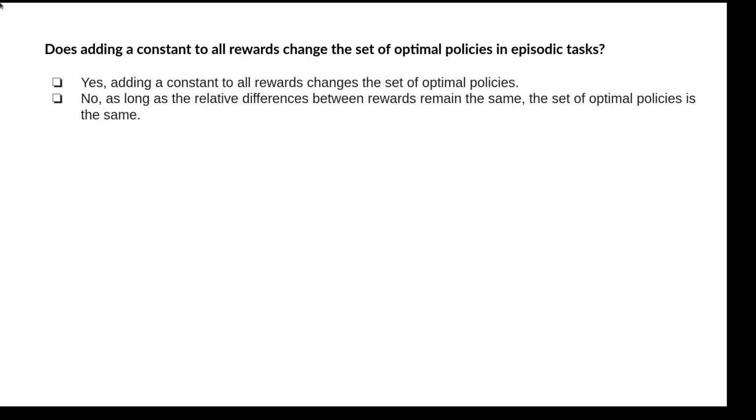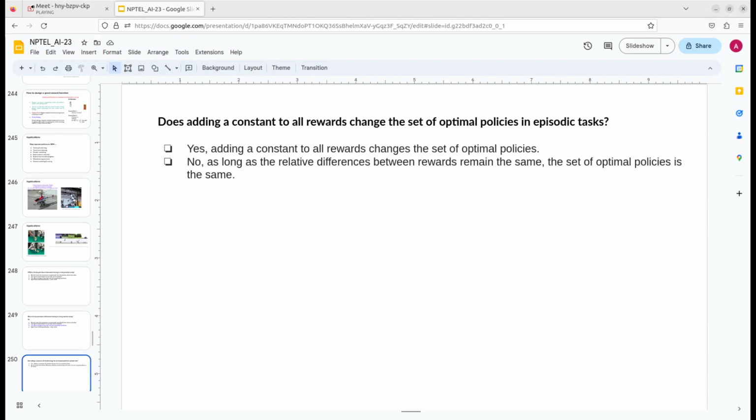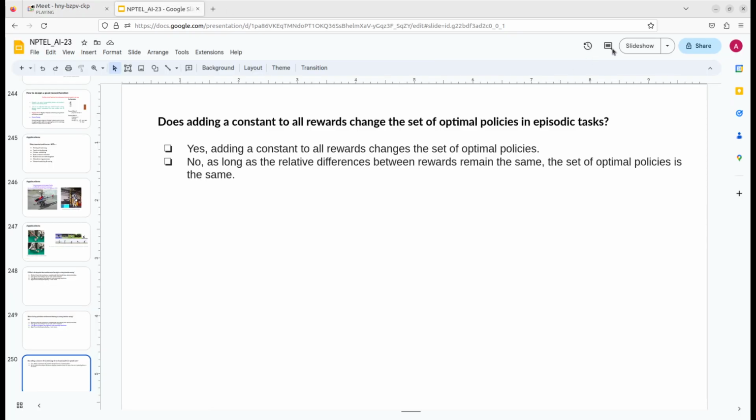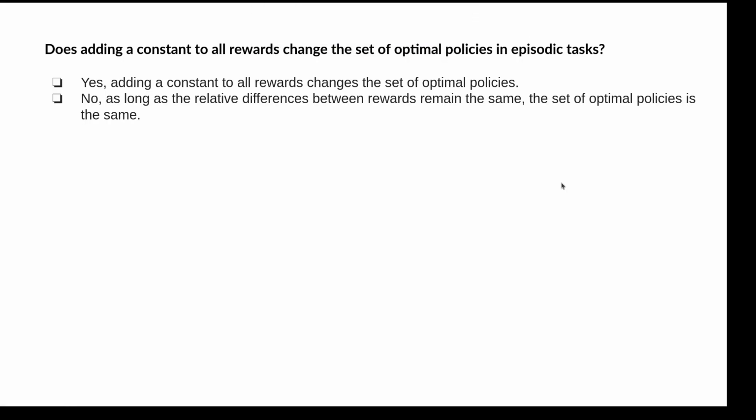This is another question. Does adding a constant to all rewards change the set of optimal policies in an episodic task? I think no. So the question is saying you have the reward, you have designed the reward model. Let's add some constant. It may be positive or negative, both. Just a trick I gave you. So will the set of optimal policies change in an episodic task?